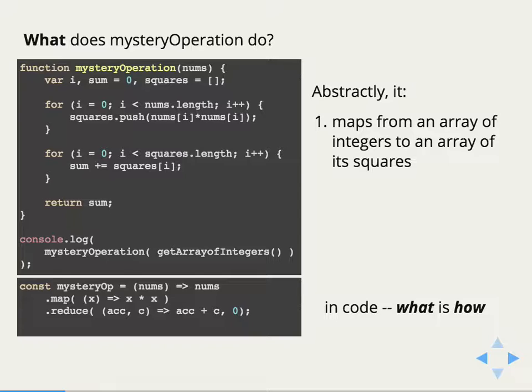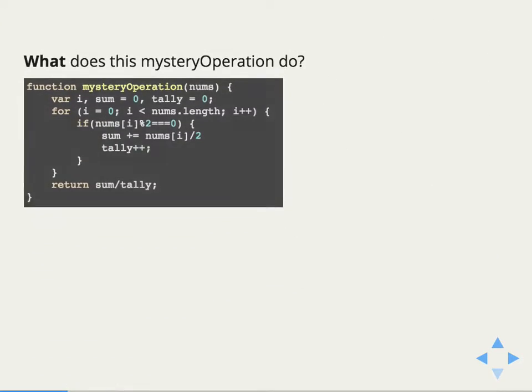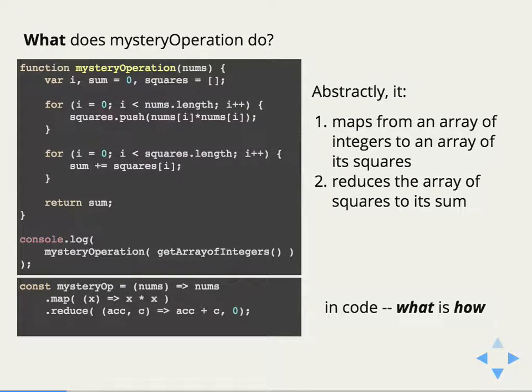So now I'm going to do the same thing with this code. You start with an array, numbers. It maps on that array and squares it, and then it reduces. We get the terminology up on the screen. It reduces that array of squares to the sum.